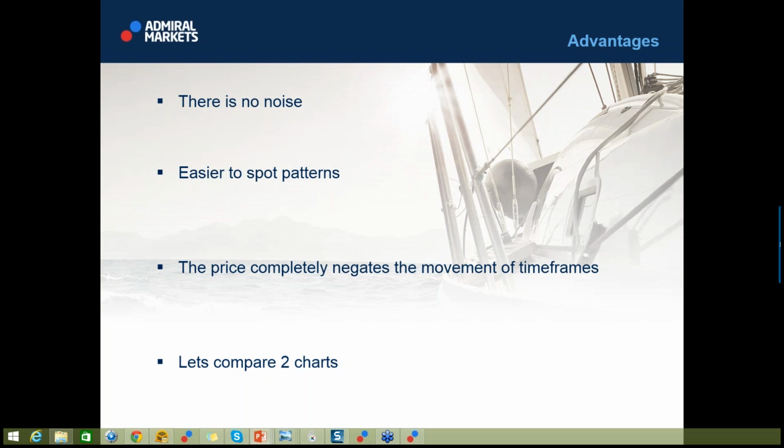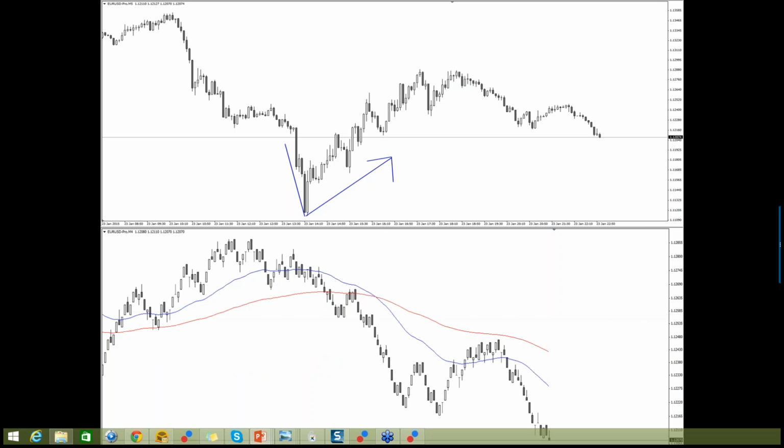So there is no noise. It's easier to spot patterns. The price completely negates the movement of time frames. So let's compare two charts. These are the examples, a 5-minute chart and a 4 pip range bar chart, which is basically the exact mirror of the 5-minute chart. 4 pip range bar usually applies to M5. You can see how the noise has been filtered out. A lot of noise has been filtered out from the chart. So that is the biggest advantage of using range bars.